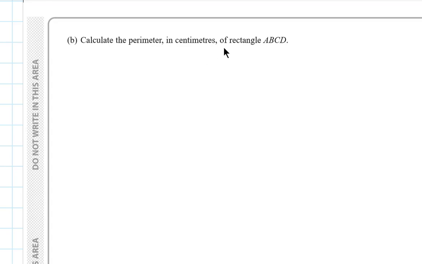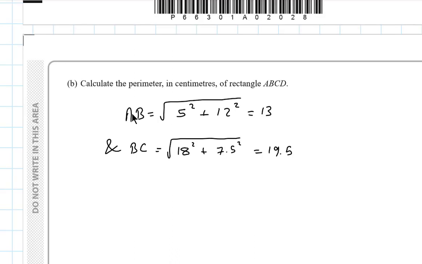B, calculate the perimeter in centimeters of rectangle ABCD. The distance between A and B is square root of 5 squared plus 12 squared, which is 13.